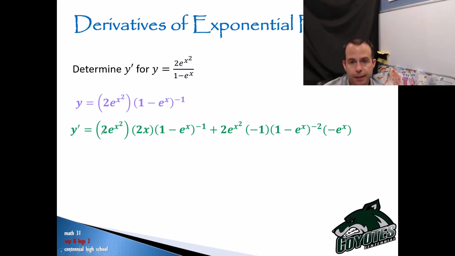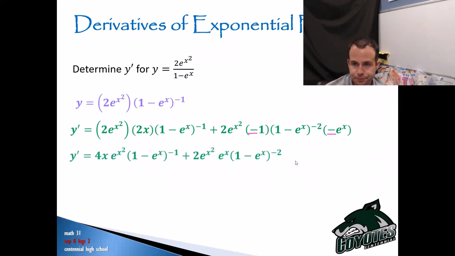This 2x can get multiplied with that 2, so that'll be 4x in the front. And here I got a -1 and a -1, so that's actually just going to be a +1. So that'll just be 2e to the x squared in the front of that guy.